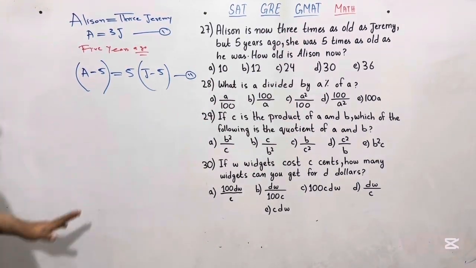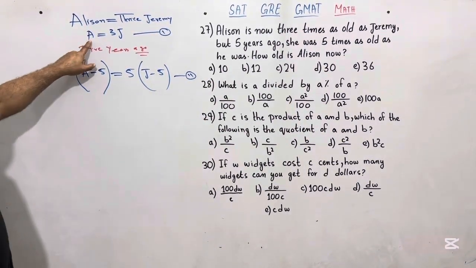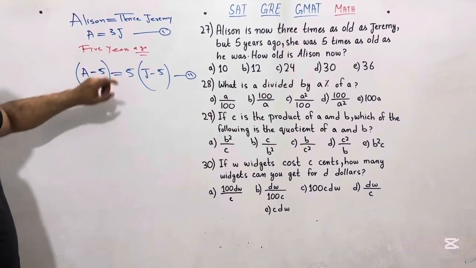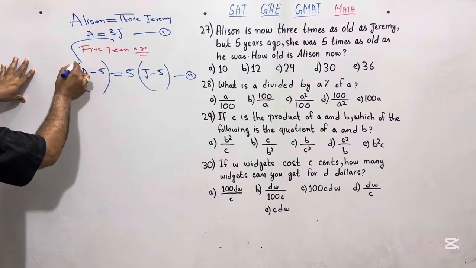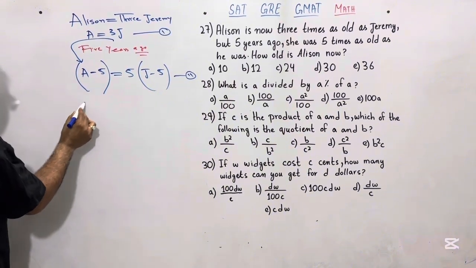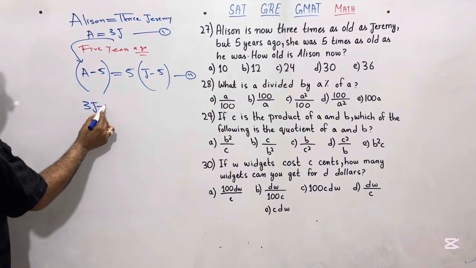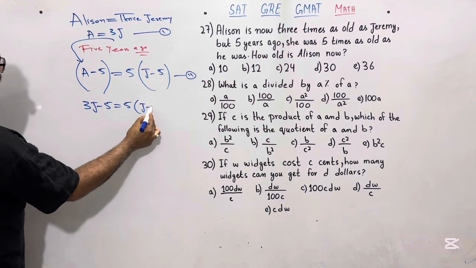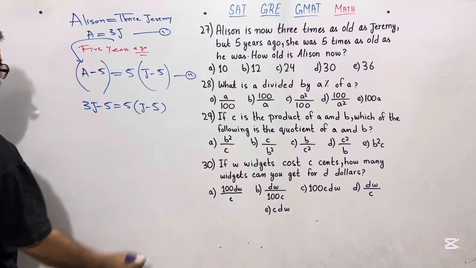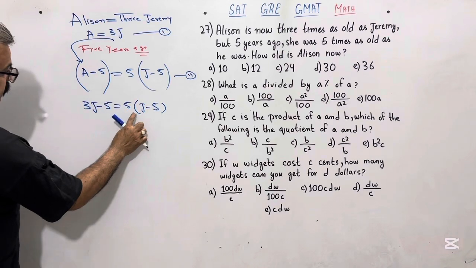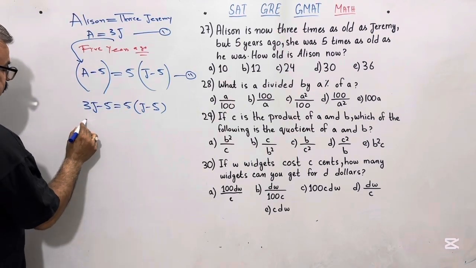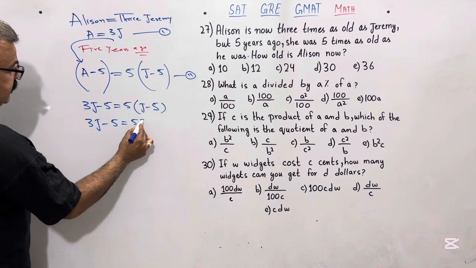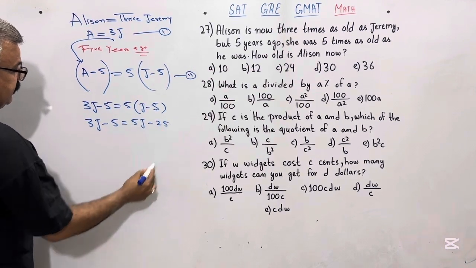Applying a little bit of mathematics, connecting the dots. If we replace A by 3J, we have something like this: 3 times (J minus 5) is equal to 5 times (J minus 5). Simplifying, 3 times J minus 5 is equal to 5 times J minus 25.